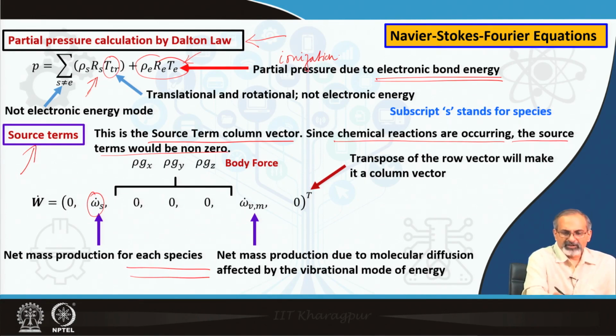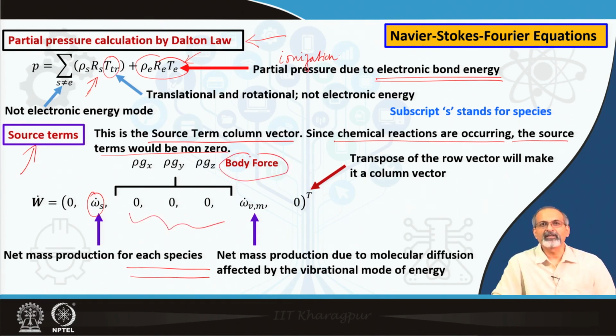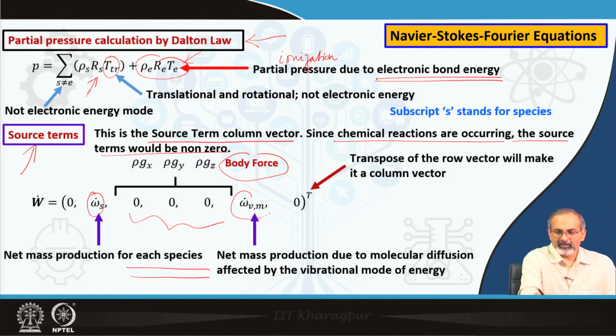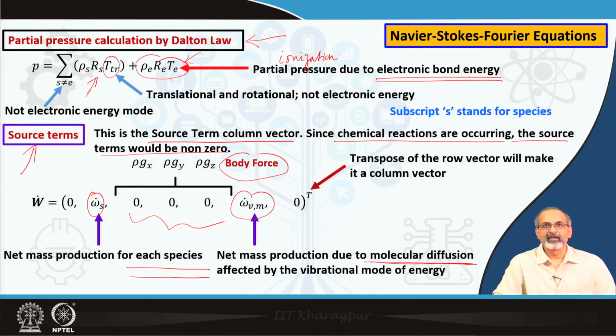You have zeros in between that essentially represent body forces, but we are ignoring them, and then the final one, W dot V m, is the net mass production due to molecular diffusion affected by the vibrational mode of energy. So, the vibrational and often vibrational and electronic is clubbed together. It references the molecules, and therefore, it is applicable only for the molecular species in the mixture.